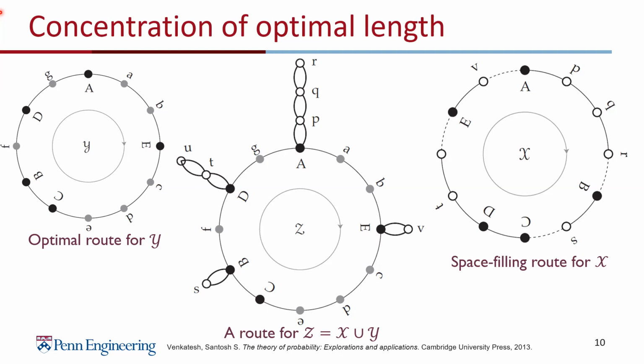Is it possible to visit the locations in X multiple times? Like if you were to do a space filling route in every location. No, the space filling route for X is not going to visit the locations more than once. But the route for Z is not a space filling route, right? Because when you have the optimal route for Y, you just follow the optimal route for Y, and visit other locations in X.